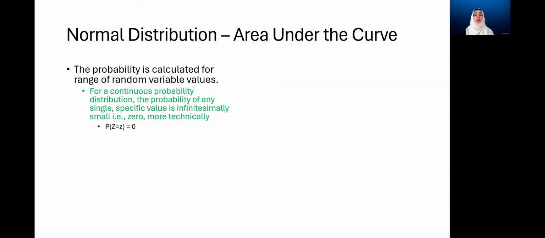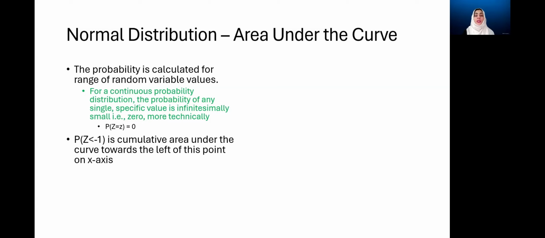For this reason, we always find the probabilities of random variables following continuous distributions as a range or an interval of values, such as P(Z < -1). Again, at that exact point, the probability is practically equal to zero. So P(Z ≤ -1) and P(Z < -1) are practically the same.